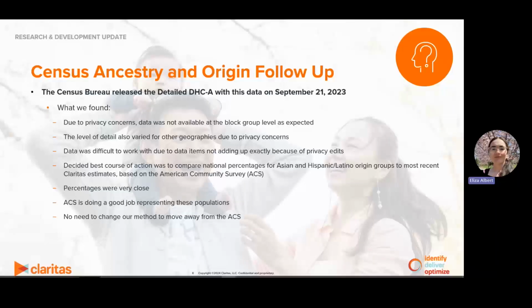Due to privacy concerns, the data was not available at the block group level, which is something that we did expect based on previous communications from the Census Bureau. Additionally, as expected, the level of detail also varied for other geographies due to privacy concerns. So, for example, you have much greater detail for this data at the national level than you do for a county or for a census tract.